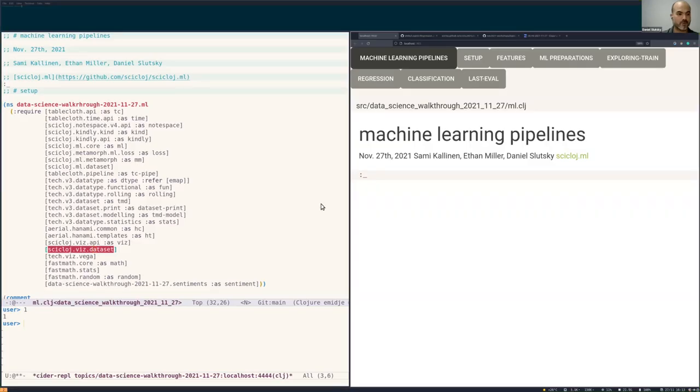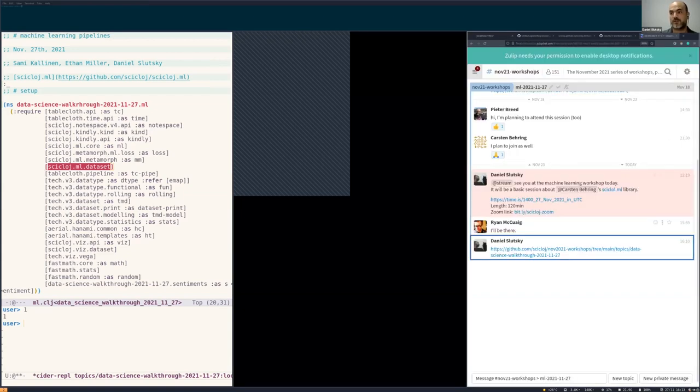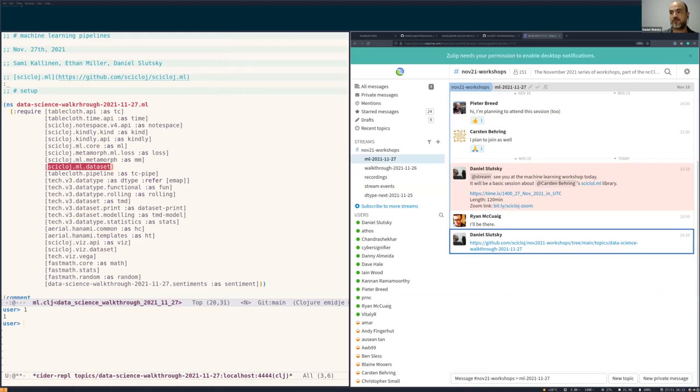Great. So what we are going to do is look into data of the Clojurians Zulip chat, which is this place where a few of us are having our work on the open source Clojure ecosystem. And you see this chat has this structure of streams, all these streams, like this stream we're at of the November workshops, and also topics under the streams.